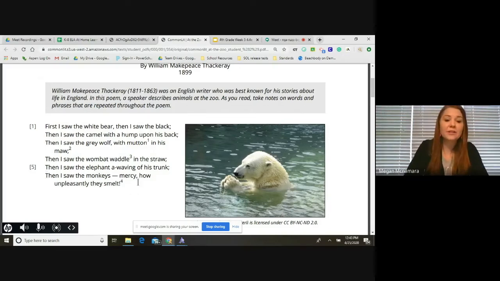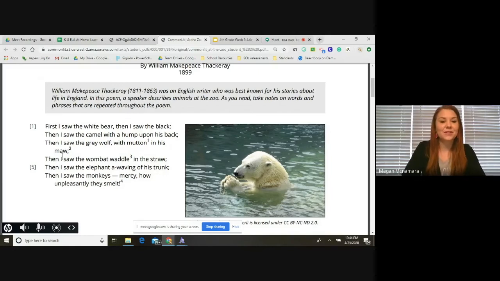All right, so now we're going to look for examples of rhyming. I saw two examples of rhyming. The first one was in line 1 and in line 2, black and back. I want you to find the other example of rhyming in this poem. It should be pretty easy to do. Go ahead and pause the video and look for those.